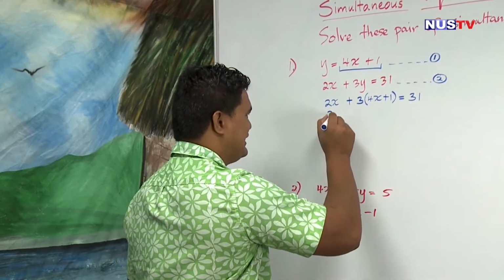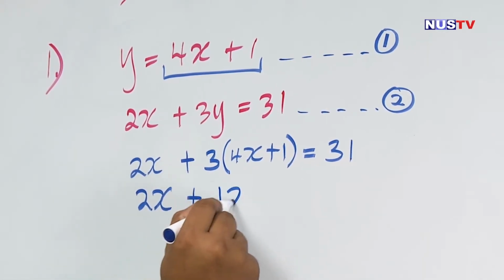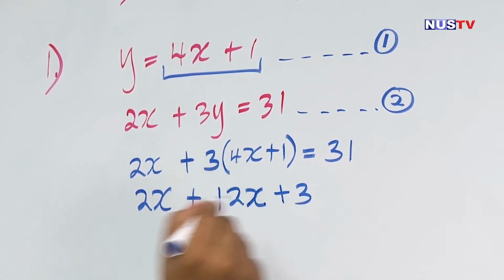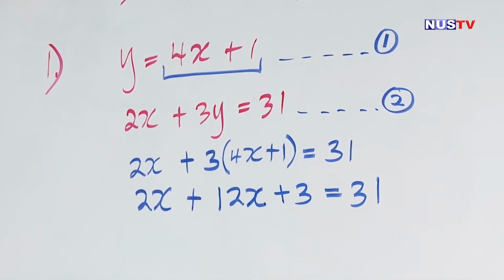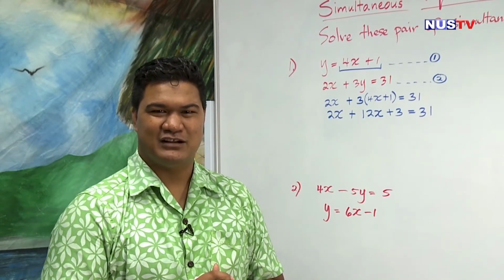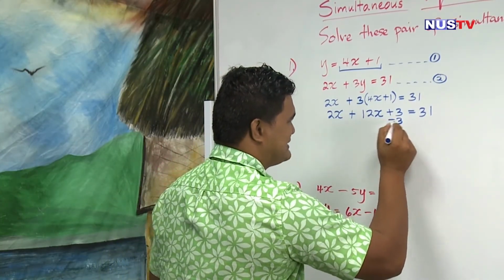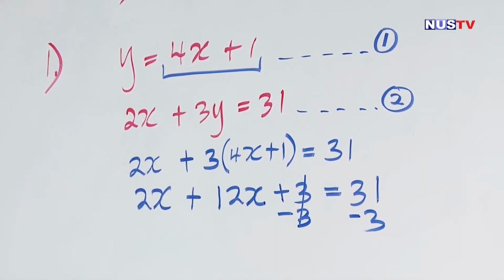So now we have 2x here, and then plus 3 times 4x is equal to 12x. And 3 times 1 is equal to, yes, 3. And that is equal to 31. So in this case, we have 2x plus 12x. We are going to collect those like terms, plus 3, and that is equal to 31. So let's go ahead and complete our solving of the equation. So we're going to minus 3 both sides. So this 3 minus 3 will cancel out.